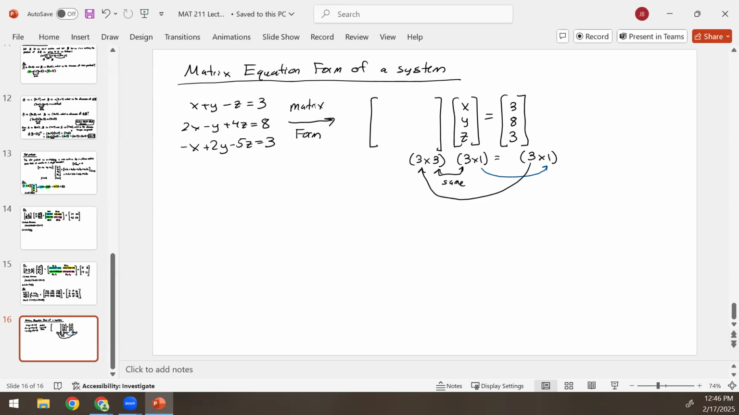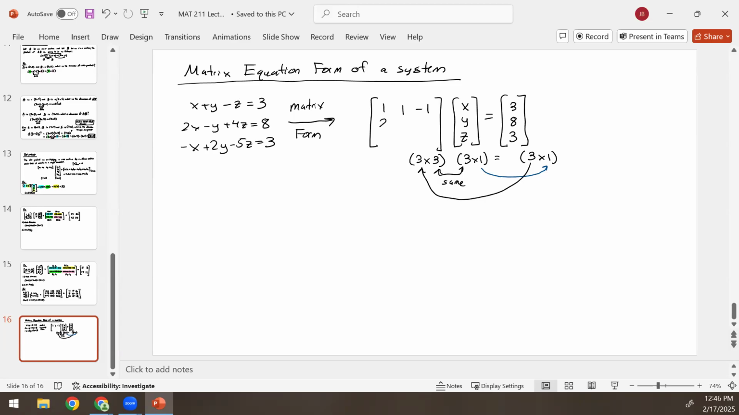So then I think to myself, okay, what could I fill in there that's 3 rows and 3 columns? Well, what about the numbers in front of X, Y, and Z? In front of X, there's a 1. In front of Y, there's a 1. And in front of Z, there's a -1 for the first one right here. Row 1 is equation 1.